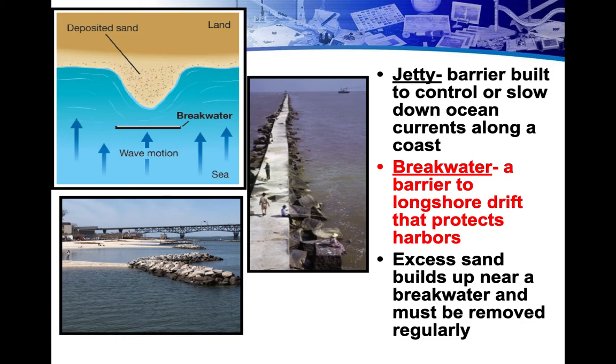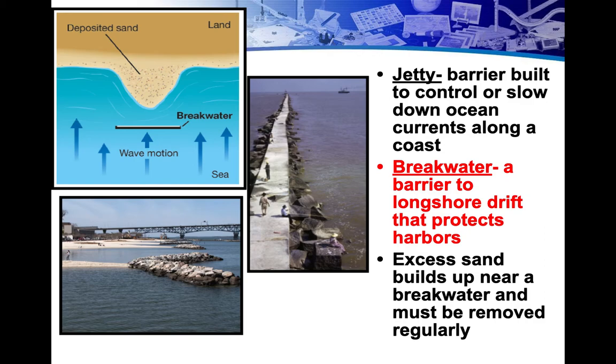So what do we do as humans to try to prevent this from happening? A couple of features that we can build in areas to try to stop this sediment from moving. One of them is called a jetty, and that's what you see in the picture in the middle, where the people are walking down it. It's a barrier built to control or slow down ocean currents along a coast. If you can figure out how to manipulate those ocean currents and waves, and not let them carry that sediment in the first place, that would prevent it.